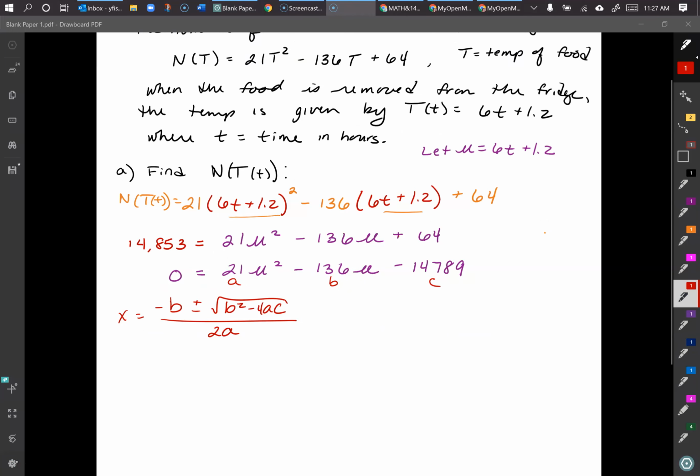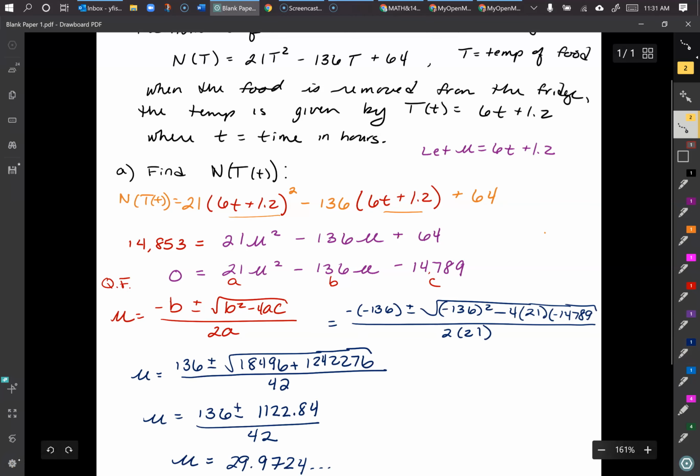I can tell this is going to be a messy one, so I'm going to use the quadratic formula. You would have learned this in your previous algebra. But instead of x, I'm going to put u. So my A is 21, my B is negative 136, and my C is negative 14,789. I've written the formula here: negative B plus or minus the square root of B squared minus 4AC, all divided by 2A. I'm going to plug that in and solve it down.